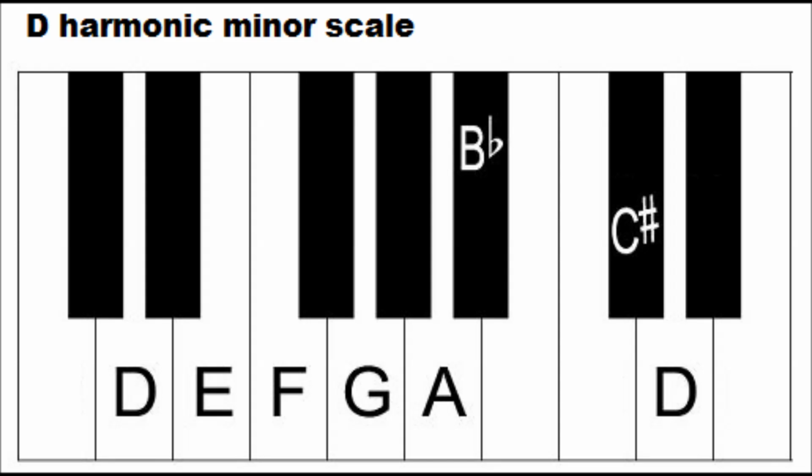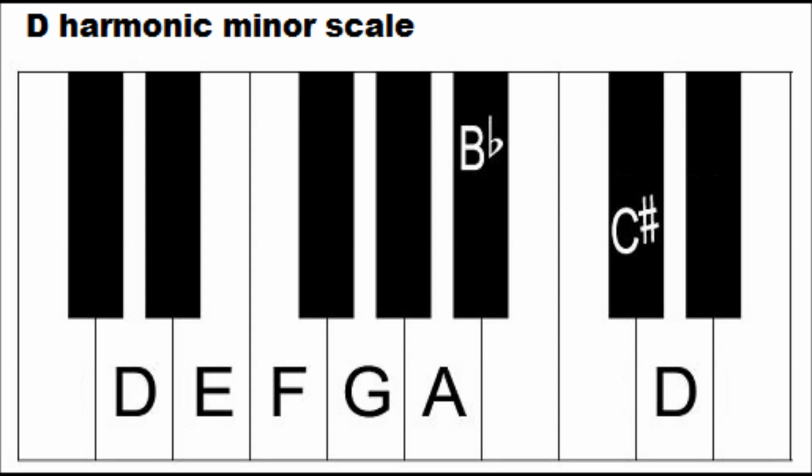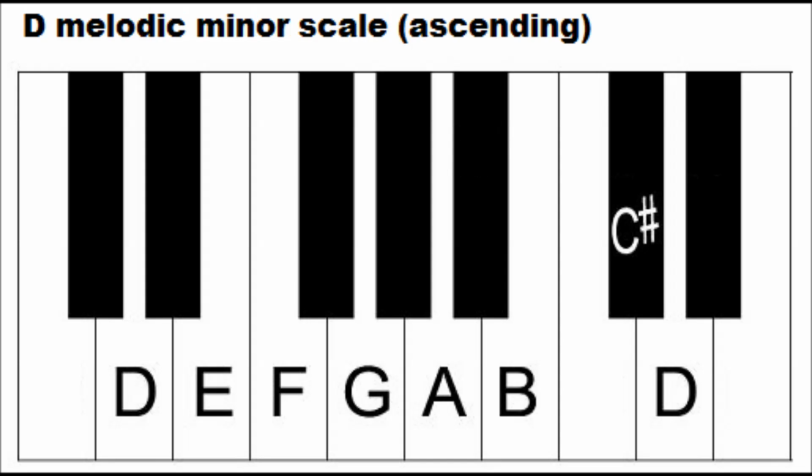To form a D harmonic minor scale, you raise the seventh note of the natural minor scale by a half step. Therefore, the notes of the D harmonic minor scale are D, E, F, G, A, B flat, C sharp, and D. The seventh note of the scale, C, was raised by a half step and is now C sharp.